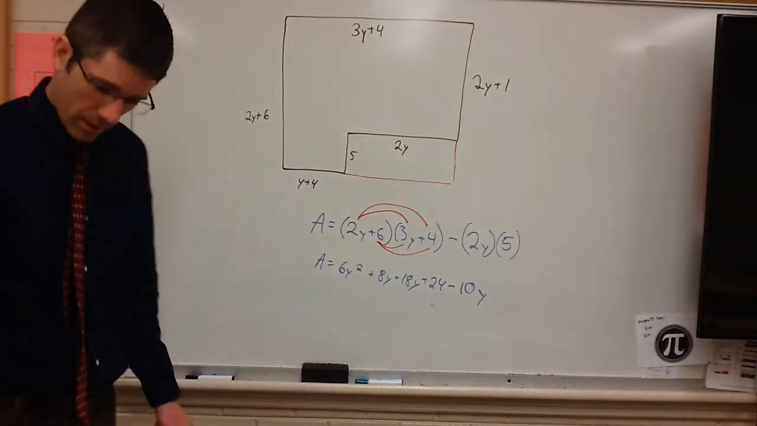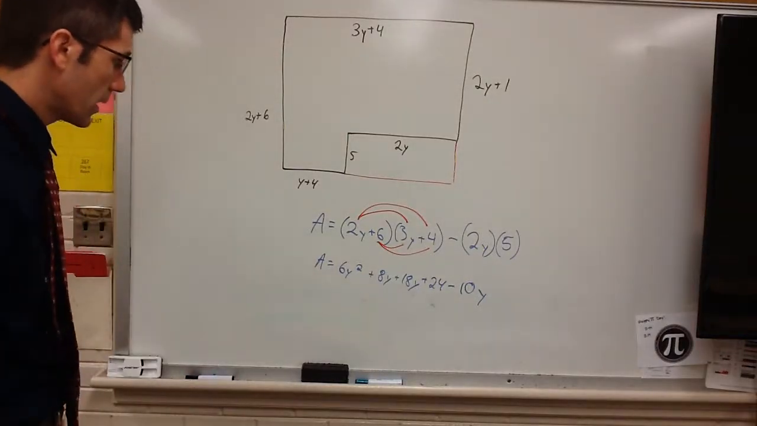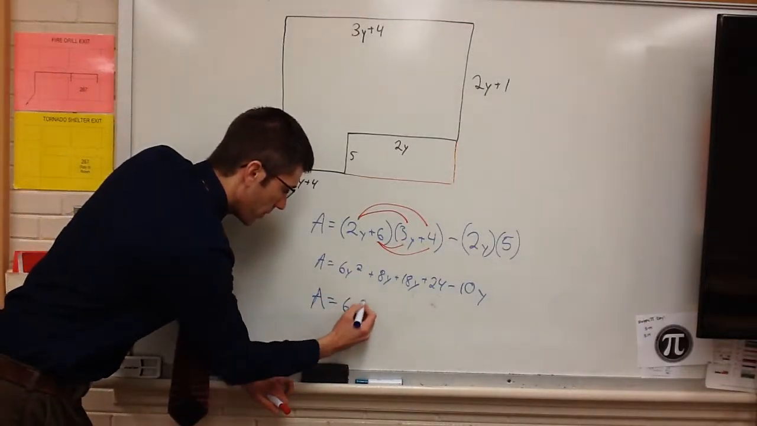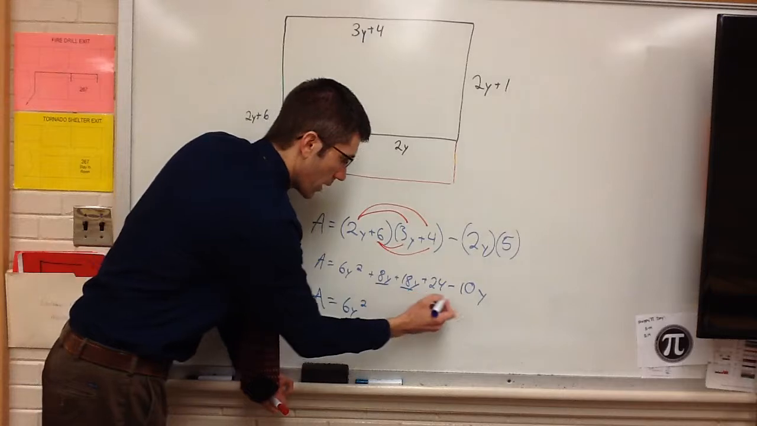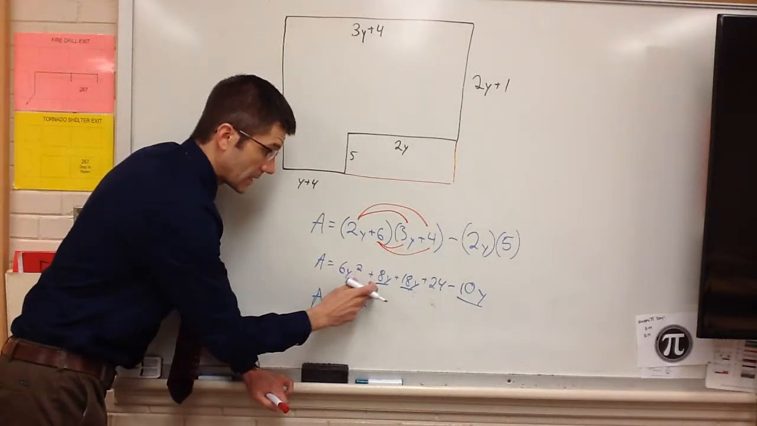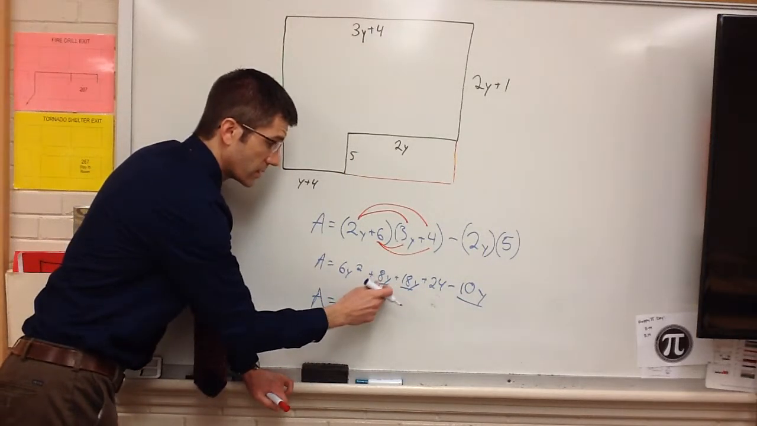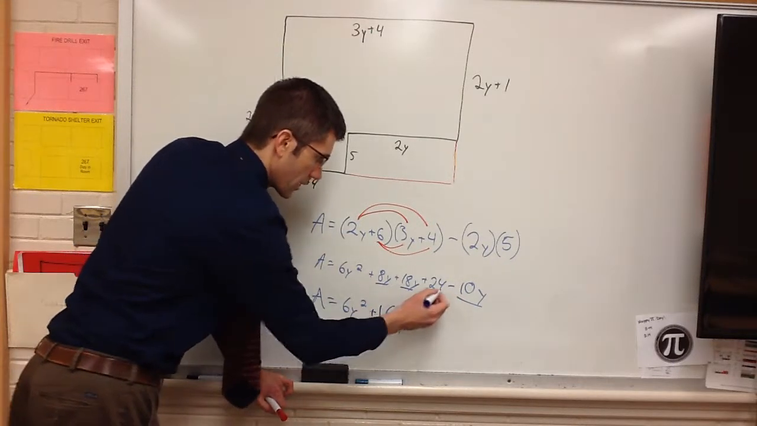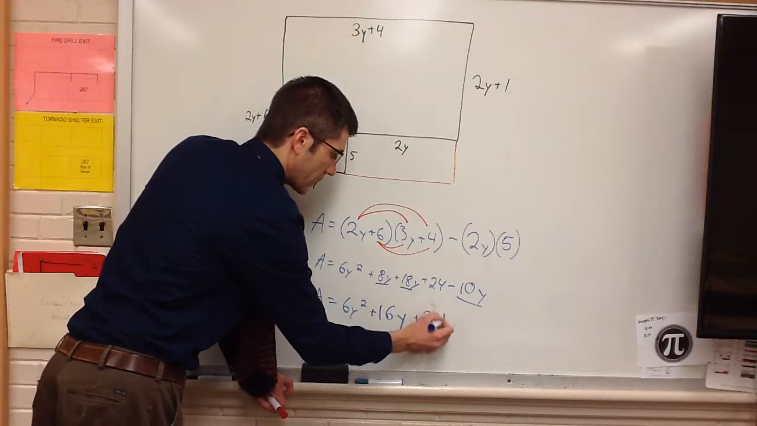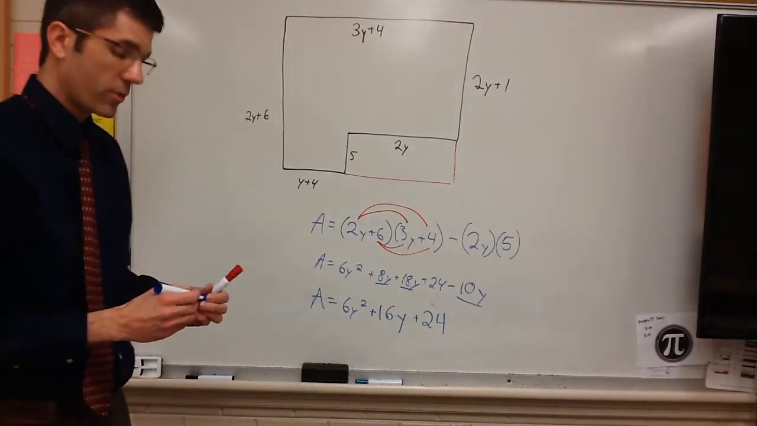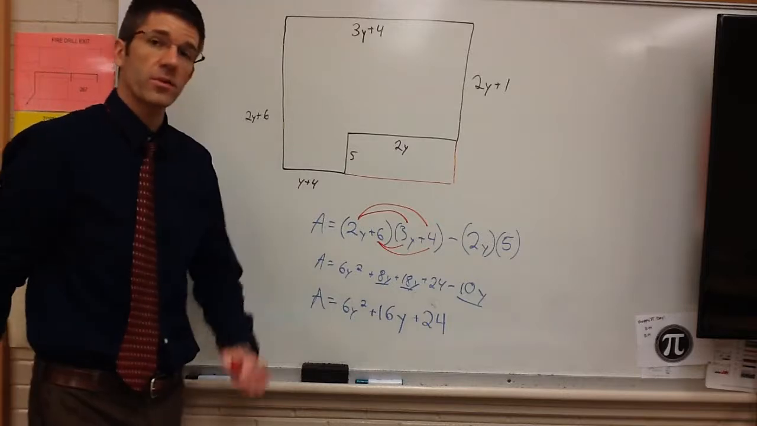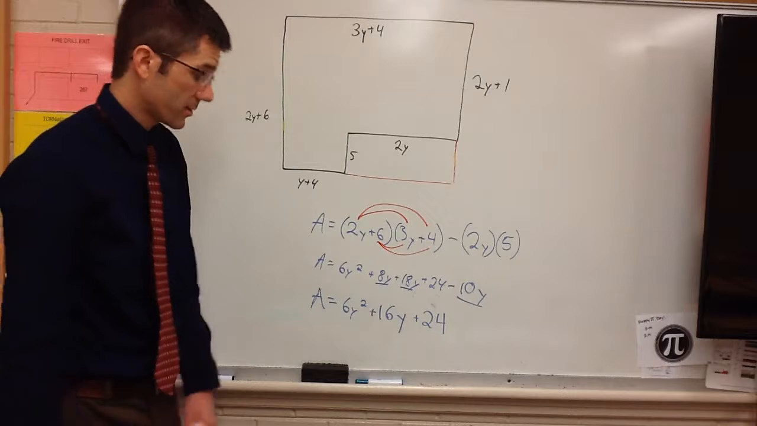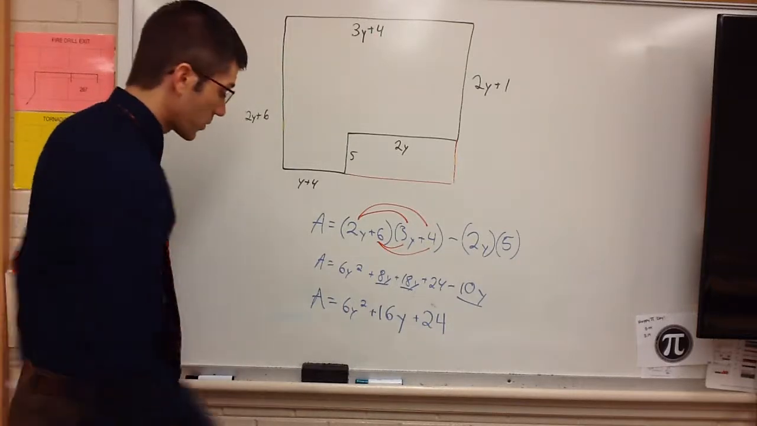There we go. So what we are going to do is put our like terms together. 6y squared. There's a y, there's a y, there's a y. 18 and 8 makes 26, minus 10 is 16. And then 24. That is the area of this figure. And if you knew what y was, you could plug it right in and figure out the whole thing. Okay, two more quick questions. And then from there, actually, those next questions are going to be easier than this one.